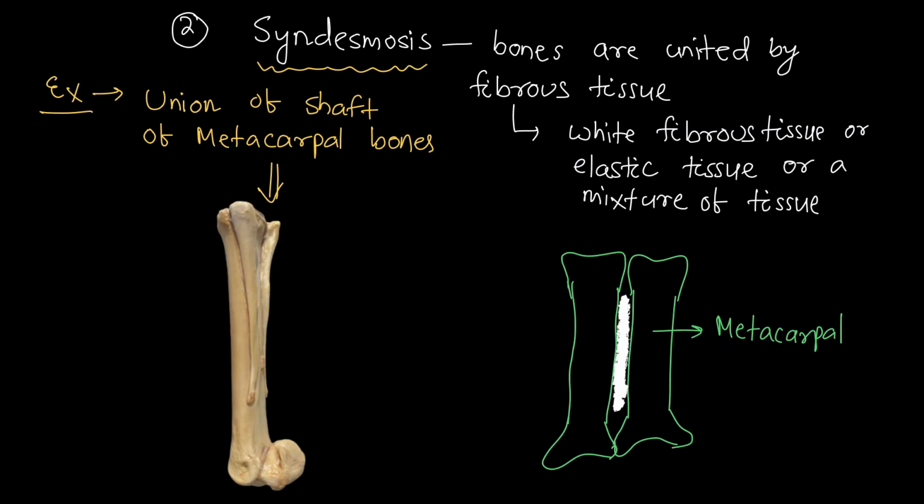Syndesmosis. Here the bones are united by fibrous tissue. The tissue may be white fibrous tissue or elastic tissue or a mixture of the two. A typical example is the union of the shafts of metacarpal bones. You can see these are the metacarpal bones. They are united here by tissue, white fibrous tissue. It is called syndesmosis.